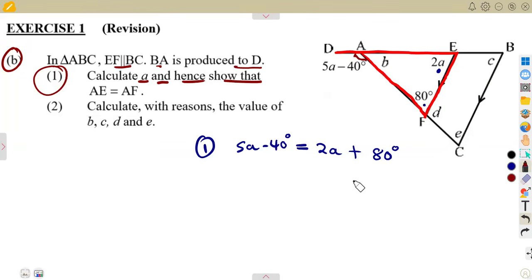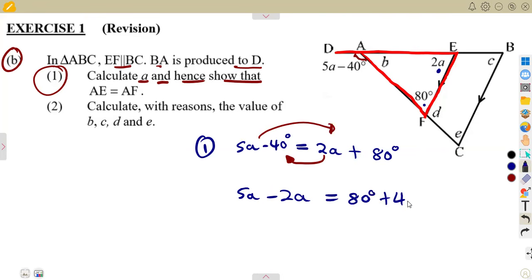All right, collecting the terms of A to one side of the equation, this is going to be 5A minus 2A is equal to, transposing the minus 40 to the other side of the equation, that will be a plus. So it's 80 plus 40 degrees. 5A minus 2A gives us 3A, which is equal to 40 and 80 together. That is going to give us 120 degrees.